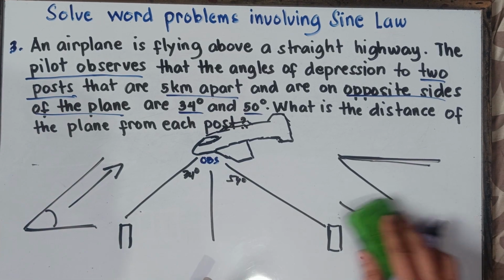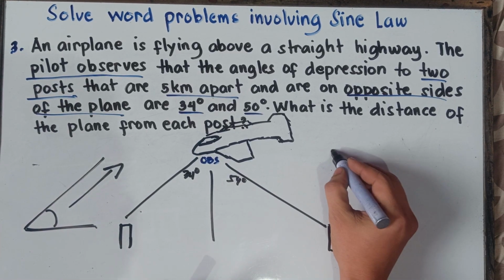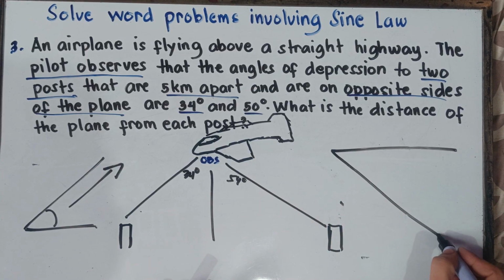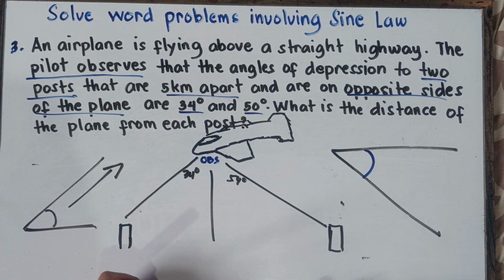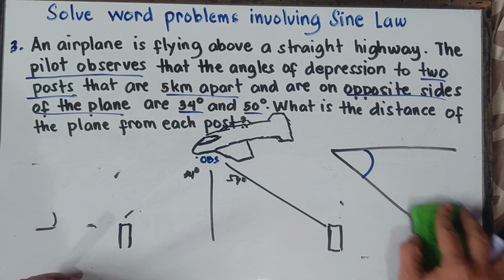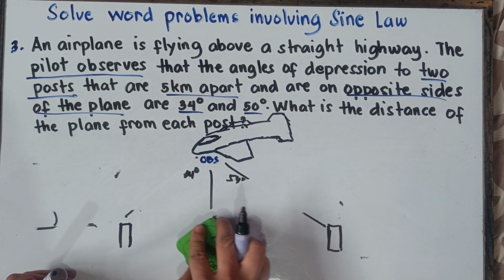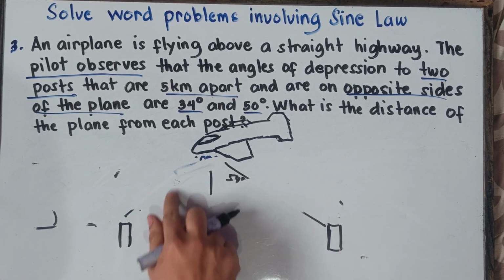Now, angle of depression: horizontal line, and then line of sight, and this will be the angle of depression. So therefore, class, in our illustration, this is not correct. We always follow the horizontal line. So therefore, we need to have the horizontal line.